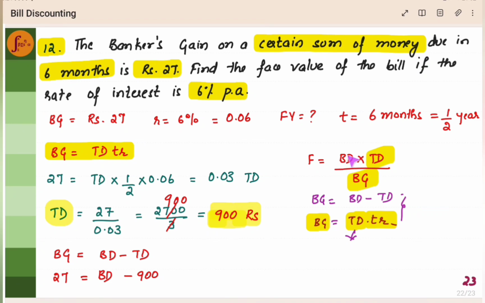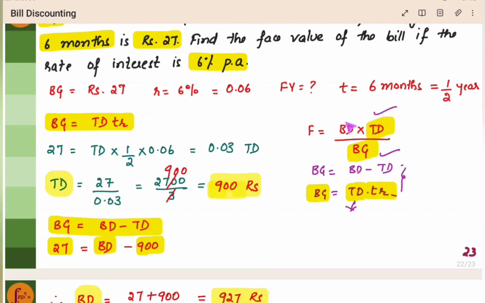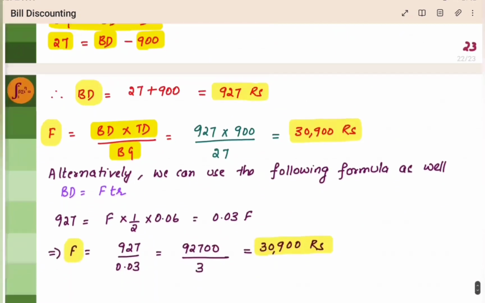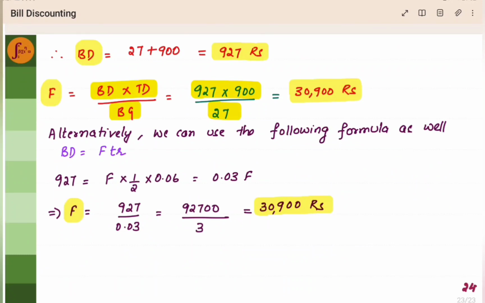Now what is banker's discount? We have true discount. We have banker's gain. We need to find banker's discount. How do we find banker's discount? Use this formula. BG is equal to BD minus TD, right? So you'll get banker's discount. Now you substitute banker's discount here, and I'll get the face value. So face value is 30,900 rupees.